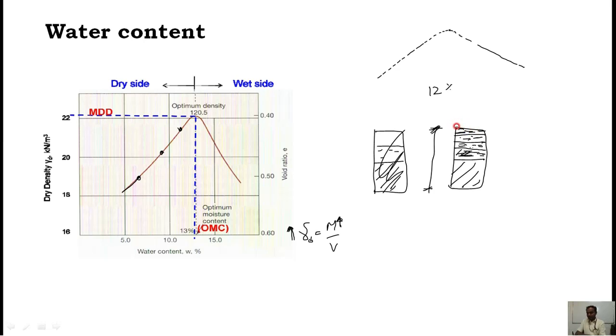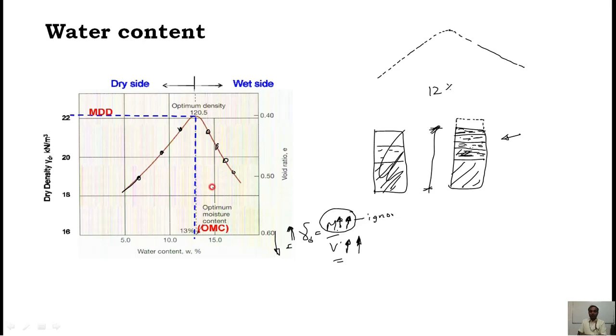After that, if I add a little amount of water, the volume increases. The mass also increases, and the volume also increases. Then how do we conclude gamma b? Compared to the increase in the volume, the increase in the mass can be ignored, because we are adding only a little water, and therefore the volume change becomes predominant. Therefore the density is decreased. Further, if you add water, the density keeps decreasing.